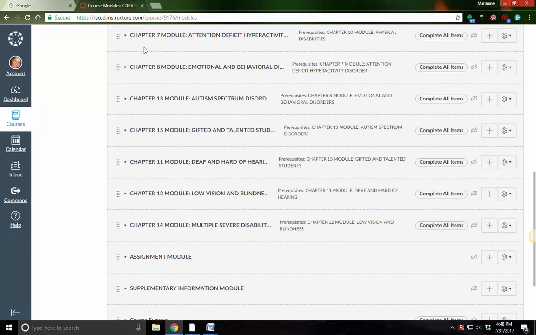So Unit 3 includes 7, 8, 13, 15. Again, I'm going out of order, so be aware. It does line up with your syllabus, so print that out, sync it with your calendar, whatever you can do.